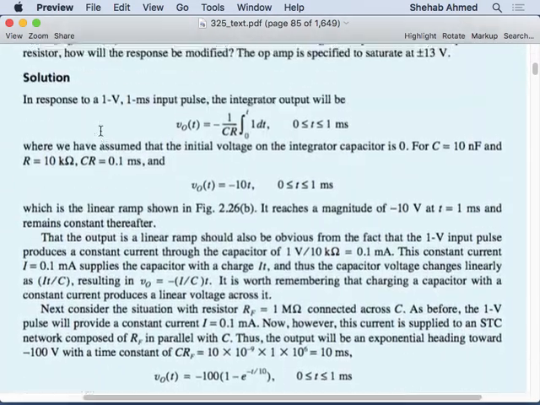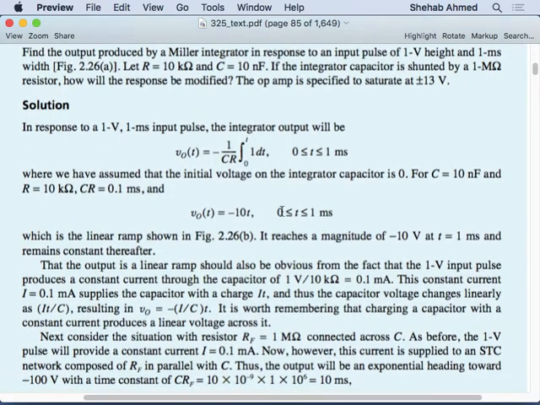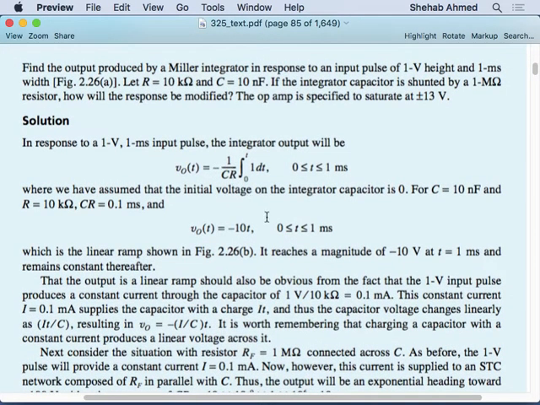So actually, let me derive it first. The case where I don't have the resistor in the feedback, we derived, right? So V output is equal to what? Minus 1 over RC, integration of 1 times dt. That's what we derived. And if you substitute R equals 10 kilo ohms and C equals 10 nanofarads, just substitute RC here, and then T is 1 millisecond. You will get minus 10 times T. Is everybody okay with this at least?